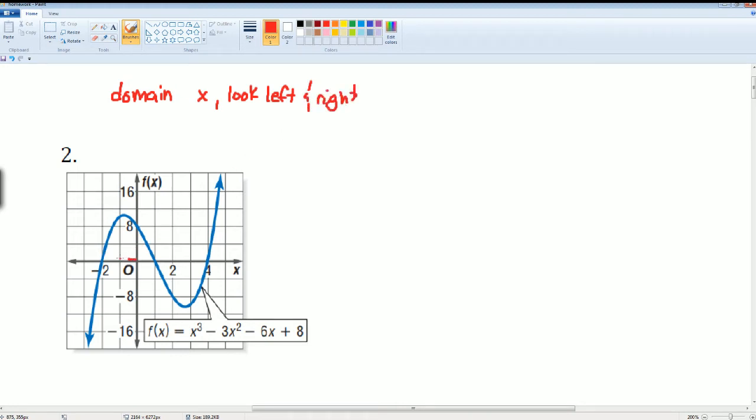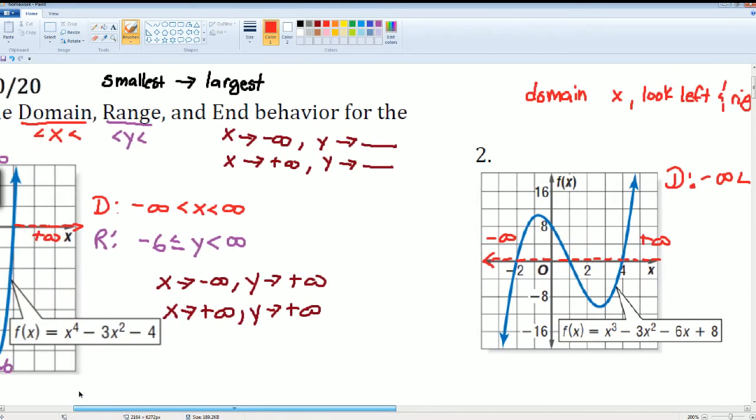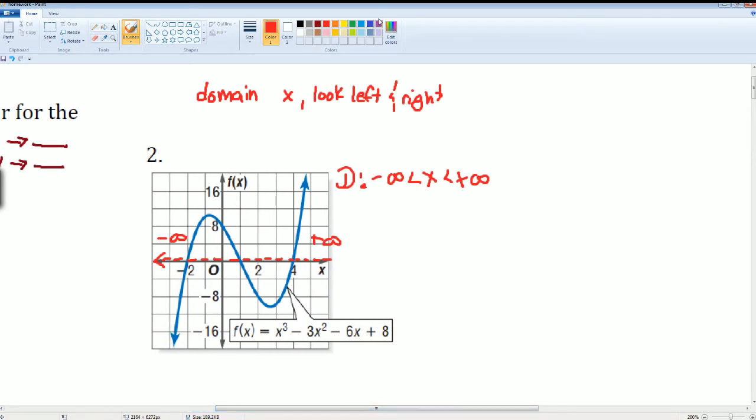Look left. It seems like it's going all the way to negative infinity. And we go right. It goes all the way to positive infinity. So we could say the domain here is going from negative infinity for x all the way to positive infinity. All right, now I made it purple. Let's look at the range.